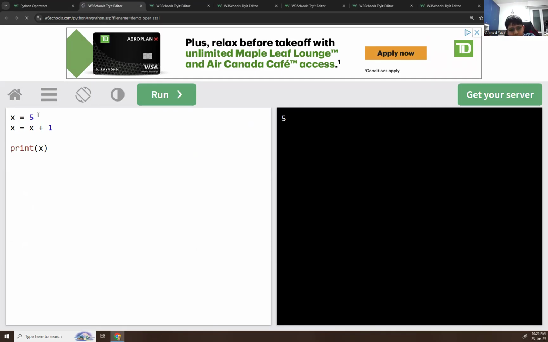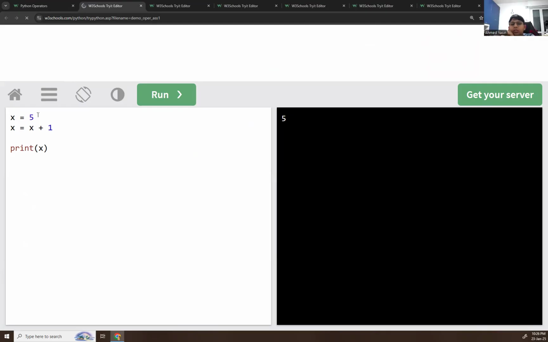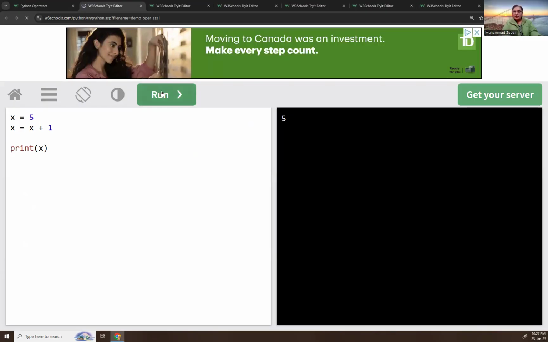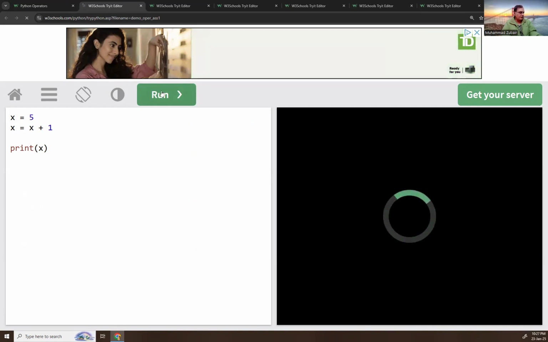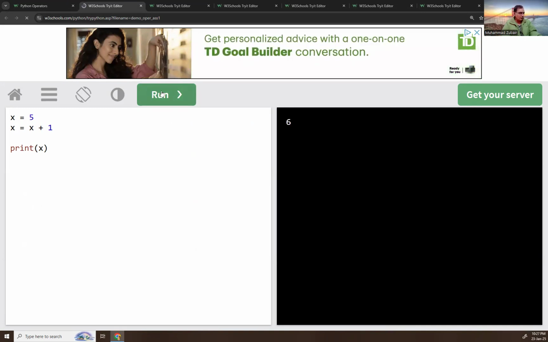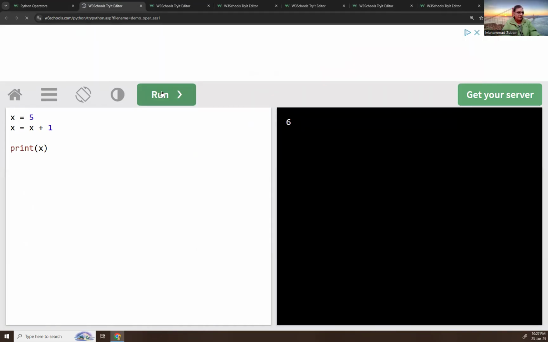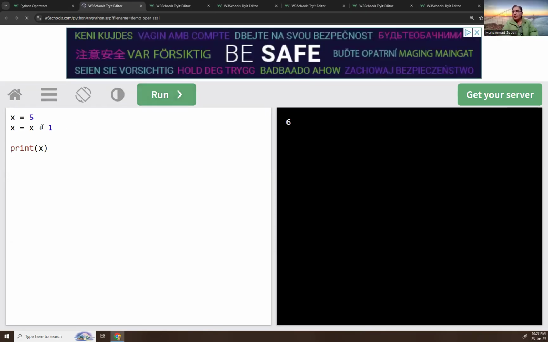You're not supposed to make an error? No, it will not make an error. I think it's going to turn out 6. Yes, the value of x will be changed and now it will be 5 plus 1, so it will be 6. That's good. And what will happen now?